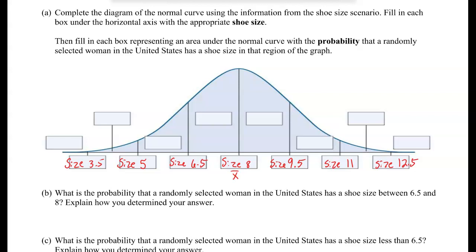All right, now let's look at the next one. It says, then fill in each box representing an area under the normal curve with the probability that a randomly selected woman in the United States has a shoe size in that region of the graph. Now, guys, this is just the percent, not the number of women. Are you guys with me on this? So when we work with this, is this going to change anything from what we did on the last graph? No, because we know this is going to be 0.34 or 34%. That's my 68% rule of the empirical rule.